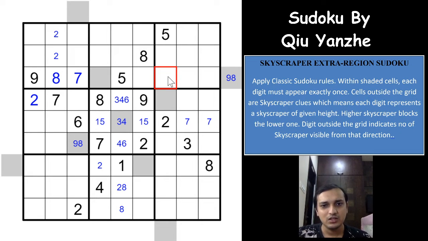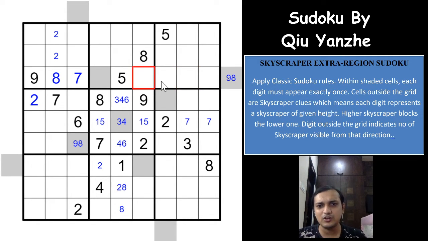Superb. Now where can 6 go in the cells, right? Can a 6 come here? If you have a 6 here, you have a 7, 8 and 9 here. You are already seeing 4 buildings. Plus you will see the 3 buildings at the start, which means you can only see a maximum of 7 buildings. So 6 cannot be here.